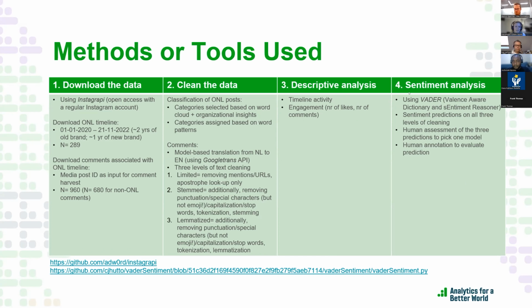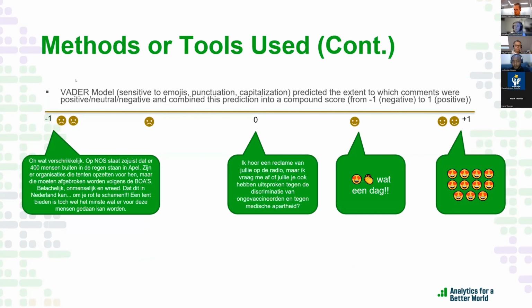So I used the Vader package to predict the sentiment of the comments. Basically, this Vader model is sensitive to the use of emojis, punctuation, and capitalization. Using this package, it predicted the extent to which all the comments were positive, negative, or neutral, and together that was combined into a compound score ranging from -1 to 1. Some examples in Dutch on the slide.